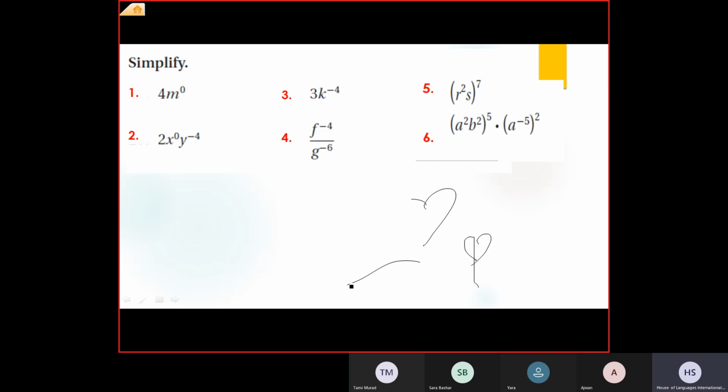Okay, yalla, focus with me now here. What do we have? 2x to the power 0 is what?